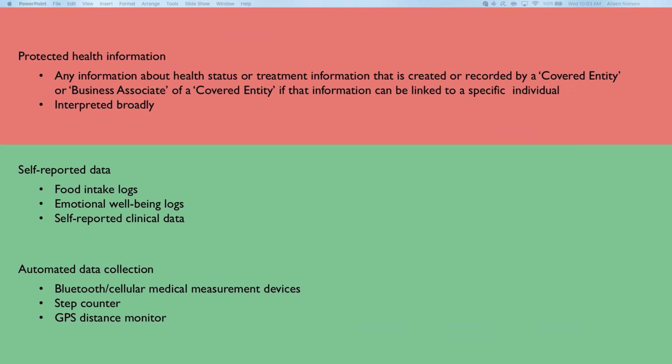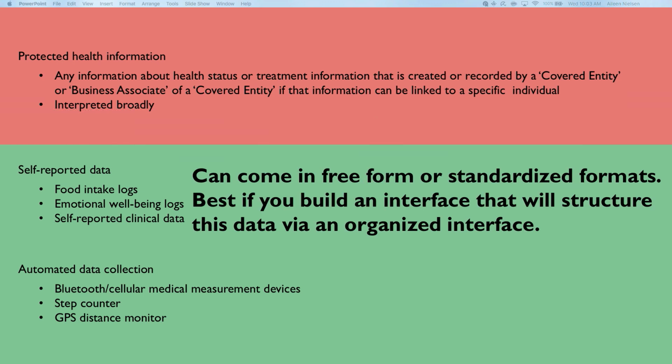So thinking a bit about what your healthcare pipeline might look like, there's sort of red data, as I think of it, and green data, right? So the red data, that protected health information, you usually want to leave that to the professionals because of all these legal requirements. What you will get that's very interesting is self-reported data. This can come in free-form or standardized formats. It's best if you build an interface that will structure this data via an organized interface, right?